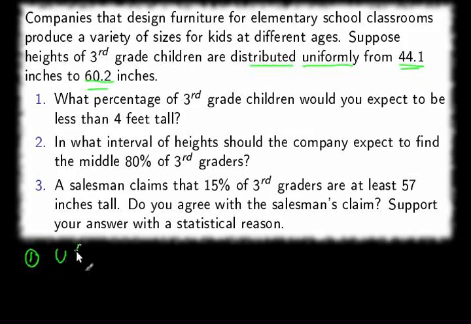So we're looking at U(44.1, 60.2), and we can sketch a graph of that as soon as we find the width. 60.2 minus 44.1 is going to be 16.1.